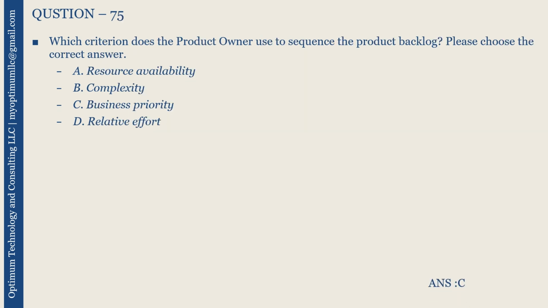Question 75. Which criterion does the product owner use to sequence the product backlog? Please choose the correct answer. A. Resource availability. B. Complexity. C. Business priority. D. Relative effort.